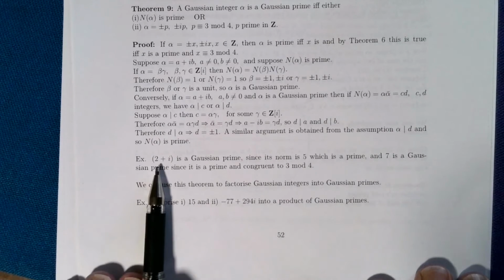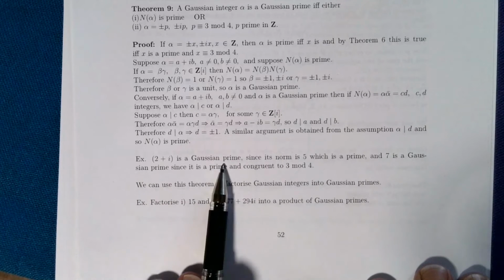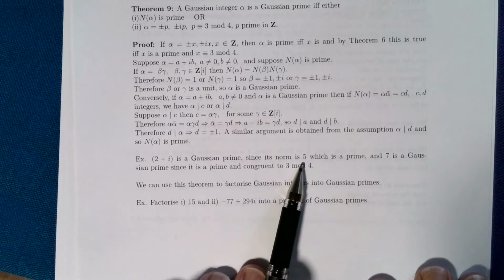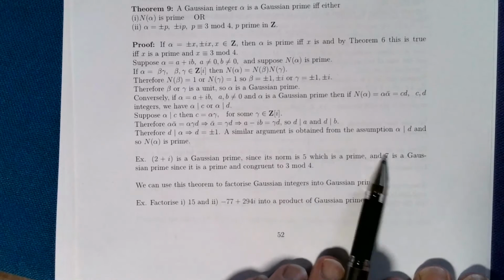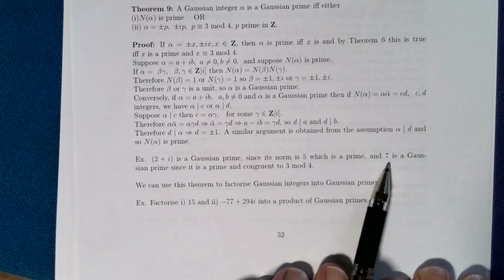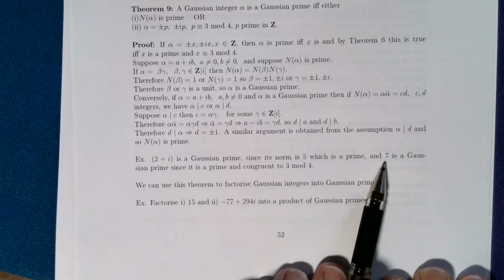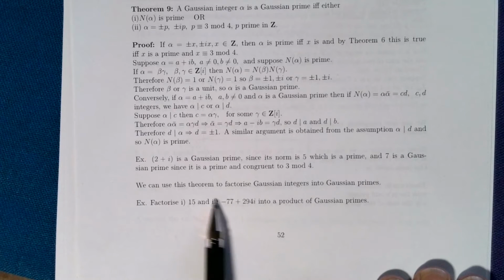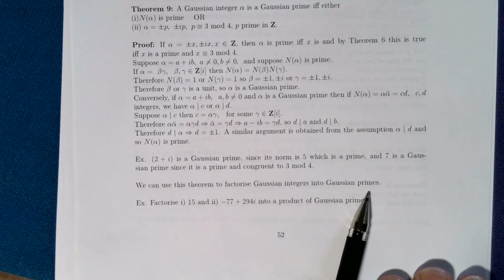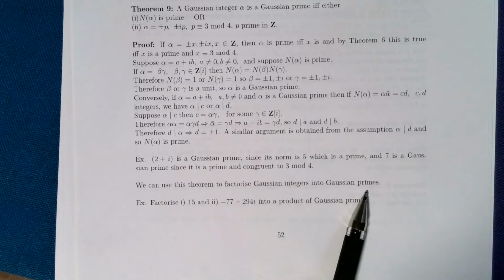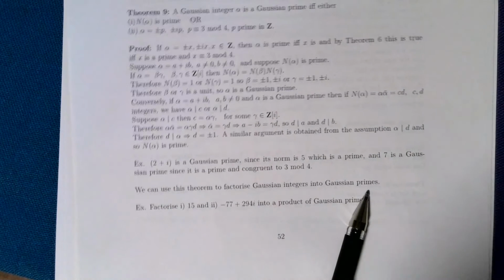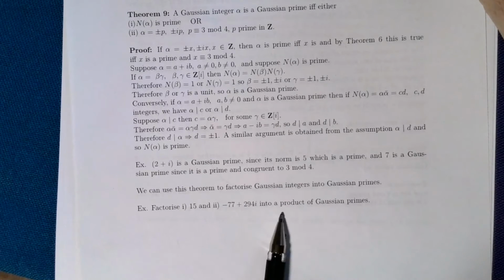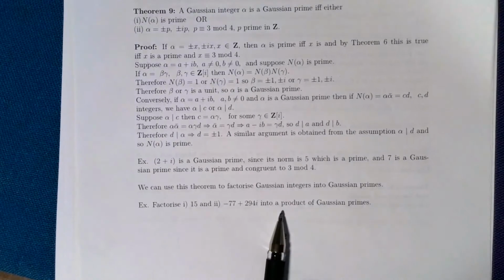Now as an example of how to use it, 2 plus i is a Gaussian prime because its norm is 5, and 5 is an ordinary prime. 7 is a Gaussian prime because it's 3 mod 4, and indeed 7i and minus 7 would be Gaussian primes. We can use this theorem now to factorize Gaussian integers into a product of Gaussian primes. We're going to factorize 15, and then we'll factorize the number minus 77 plus 294i as a product of Gaussian primes.